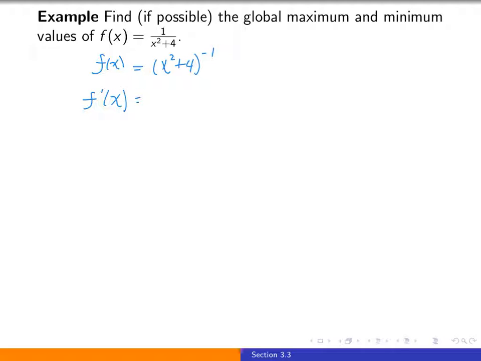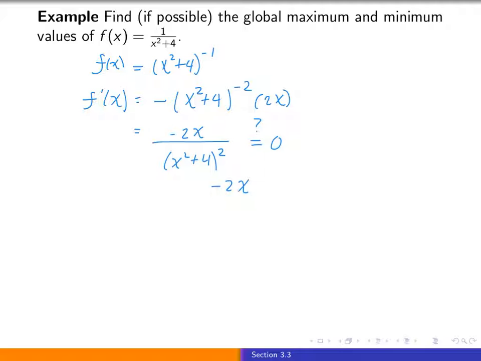We take the derivative of the outside function, evaluate it at the inside, and multiply it by the derivative of the inside. So this becomes minus 2x over (x squared plus 4) quantity squared. That's exactly what you would find if you were to use the quotient rule, so use whatever method you prefer. I want to know, where is this equal to 0? A fraction is equal to 0 when the top is equal to 0. So this happens precisely at the value x equals 0. Our function has a single critical point.